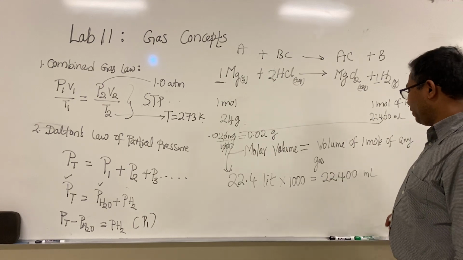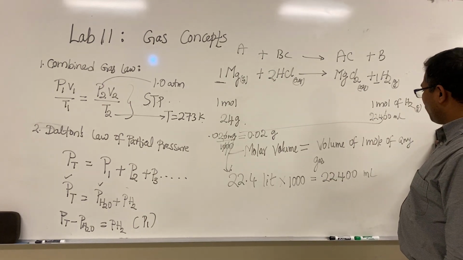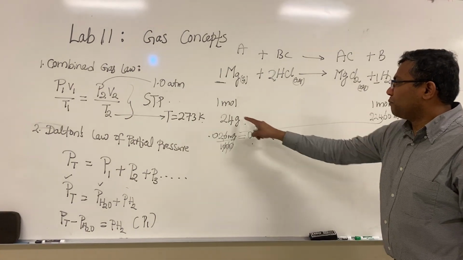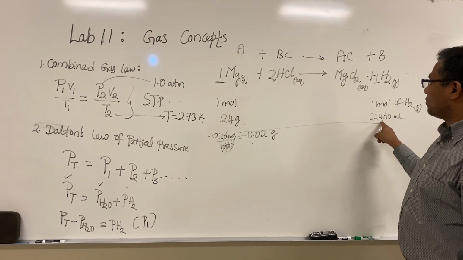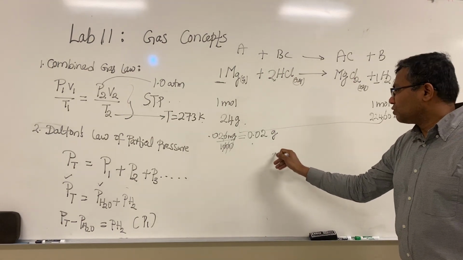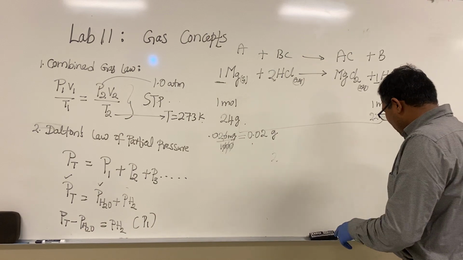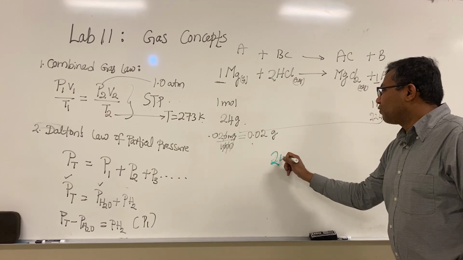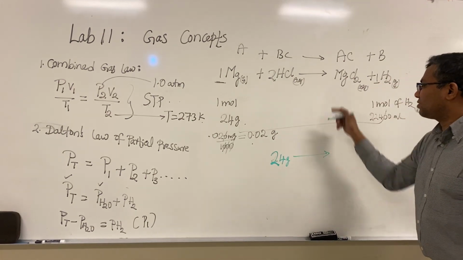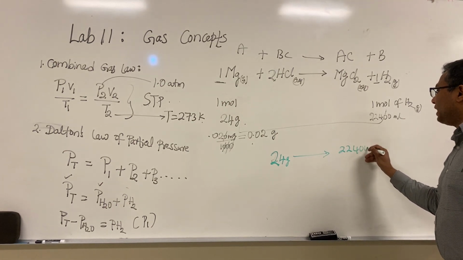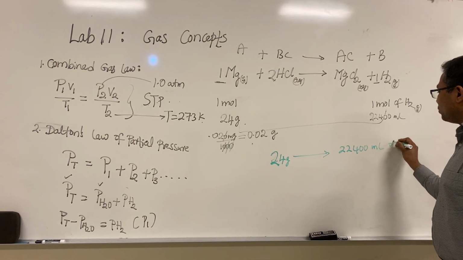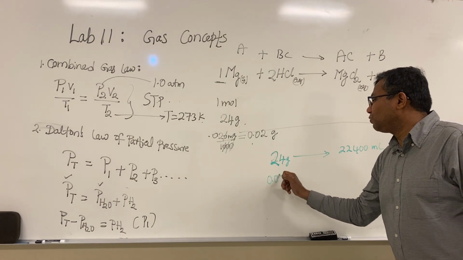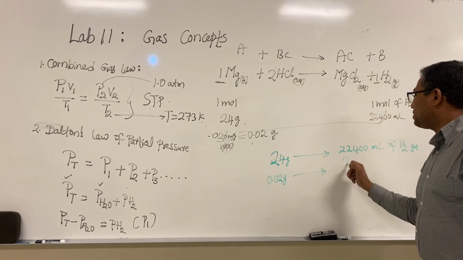So let's calculate the theoretical volume. We know that at STP, 24 grams gives you 22,400 mL of hydrogen gas according to this recipe. So if I take 0.02 grams, how much will I get?